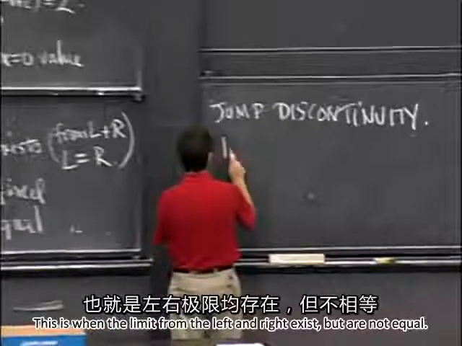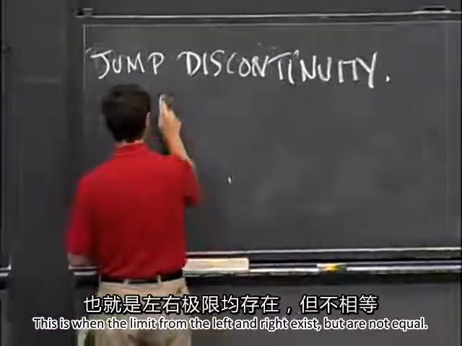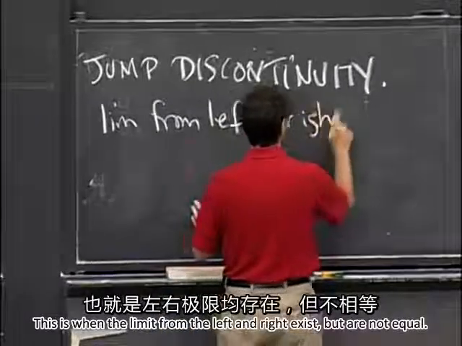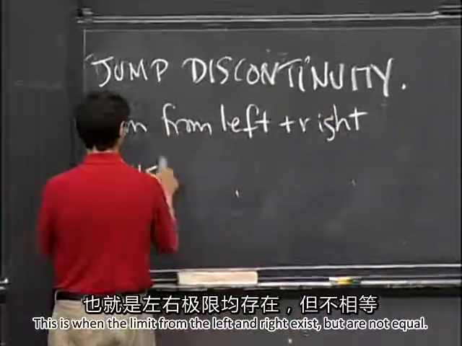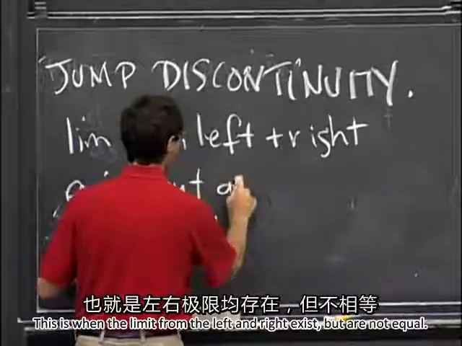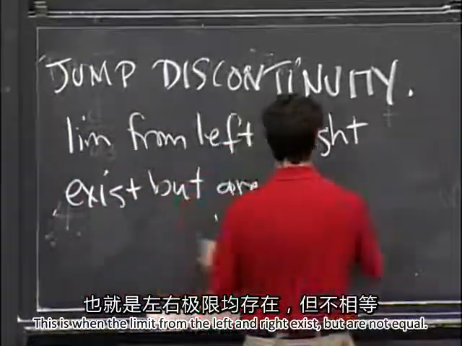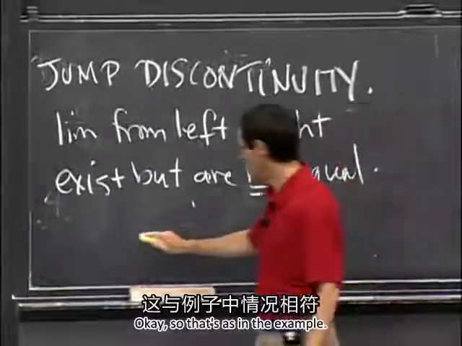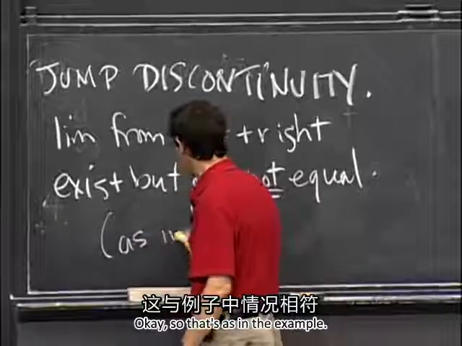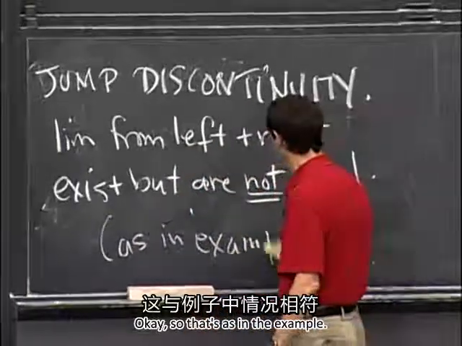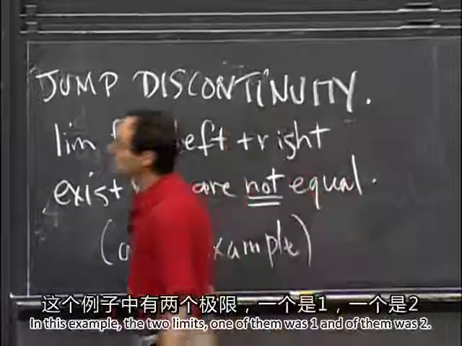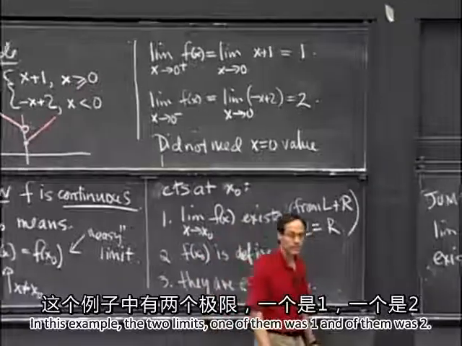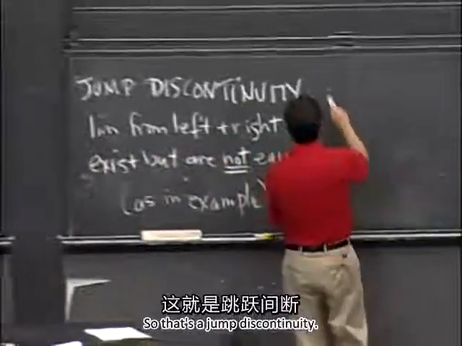This is when the limit from the left and right exist but are not equal. Okay, so that's as in the example. Right, in this example, the two limits, one of them was 1 and one of them was 2. So that's a jump discontinuity.